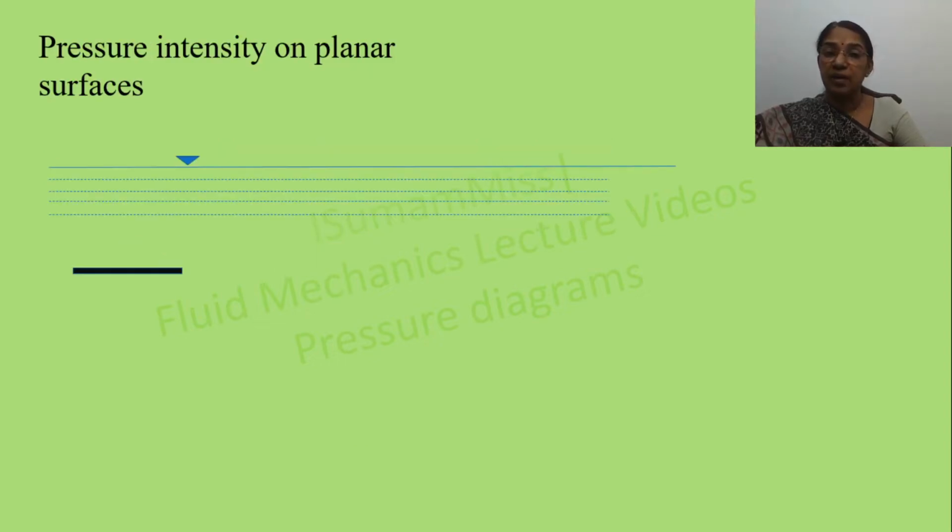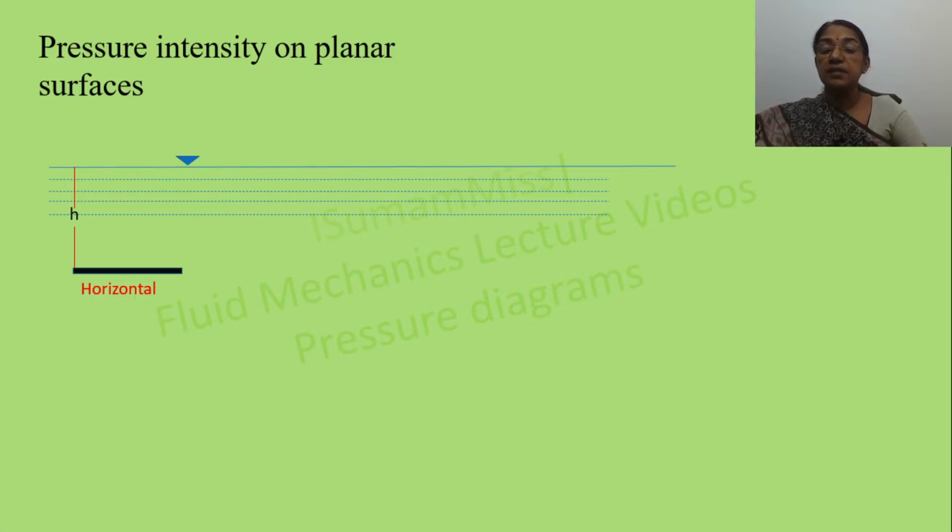Now, how do we draw a pressure diagram? Consider a horizontal plane of length L. It is at a distance of h from the free surface. We have learned previously that the intensity of the pressure at any point depends upon its position with respect to the free surface and the specific weight of the liquid. Since the plane is horizontal, every point is equidistant from the free surface. So, based on Pascal's law, the intensity of the pressure is equal at all points.